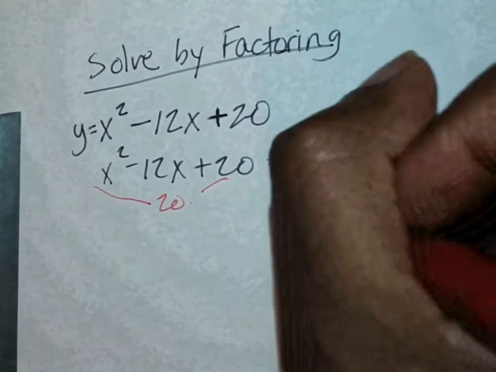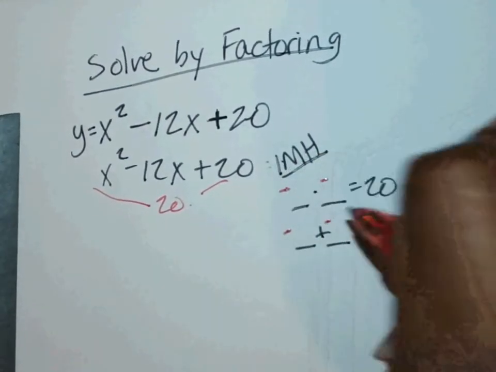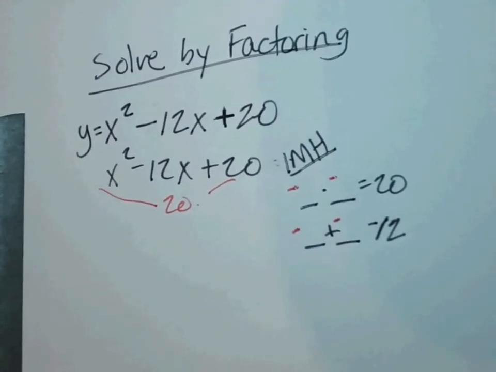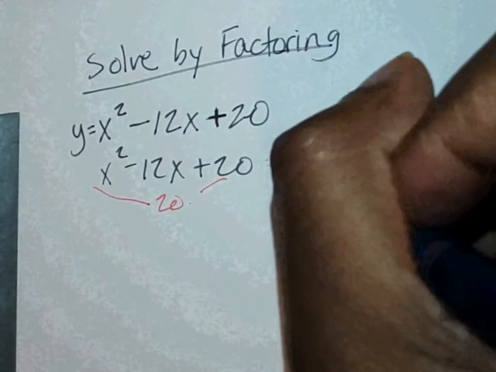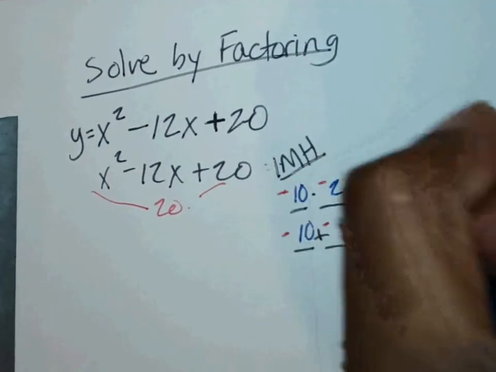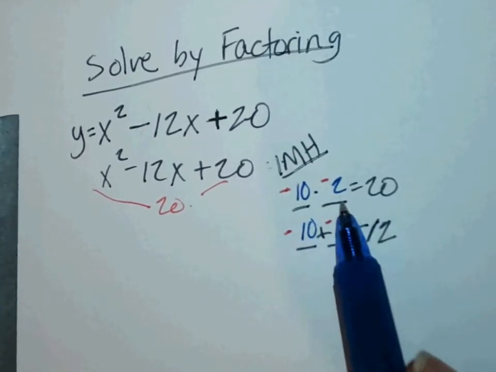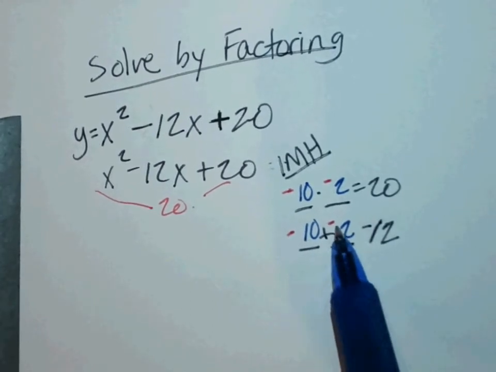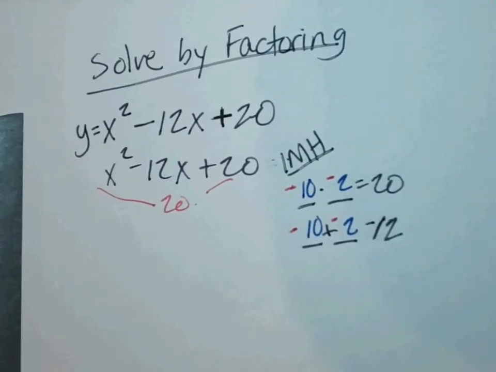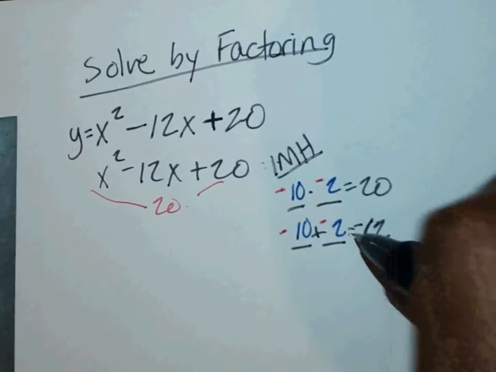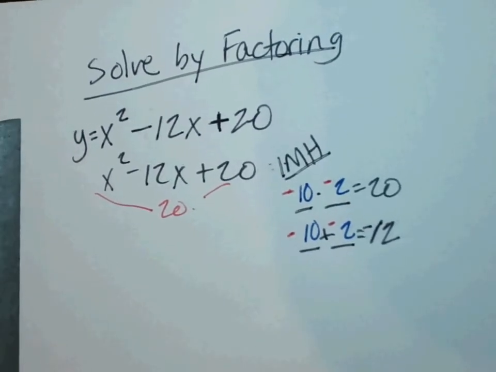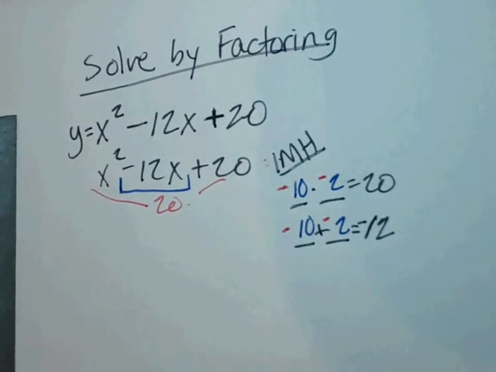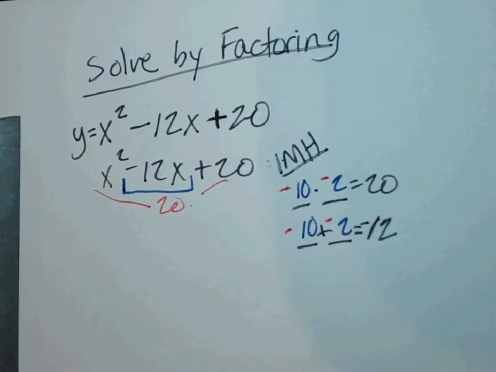Alright, so numbers that multiply to give me 20, add to give me negative 12. Easy. 10 and 2. Is negative 10 times negative 2 going to give me a positive 20? Yes. Is negative 10 plus negative 2 going to get me a negative 12? Yes. Alright. So, I'm going to rewrite my middle term. And instead of 12x, I'm going to have a negative 10x, and a negative 2x.